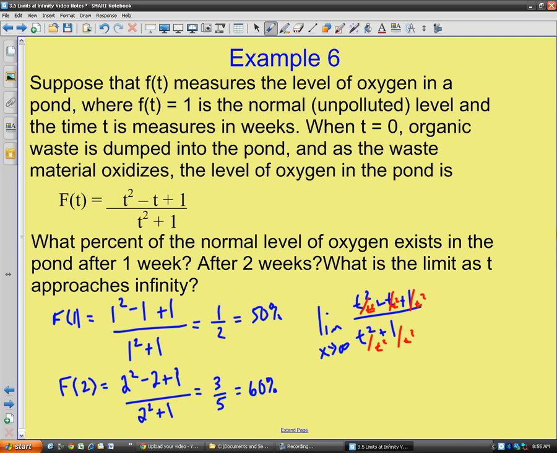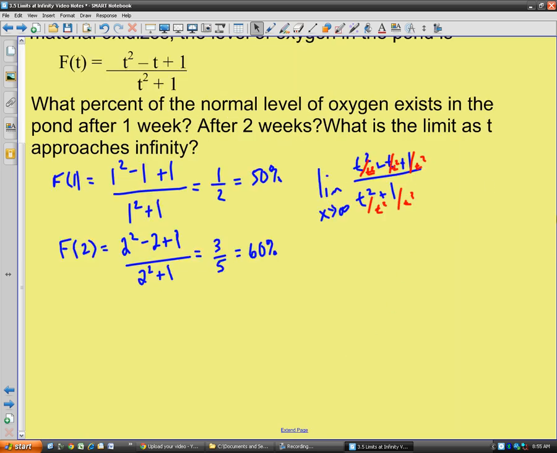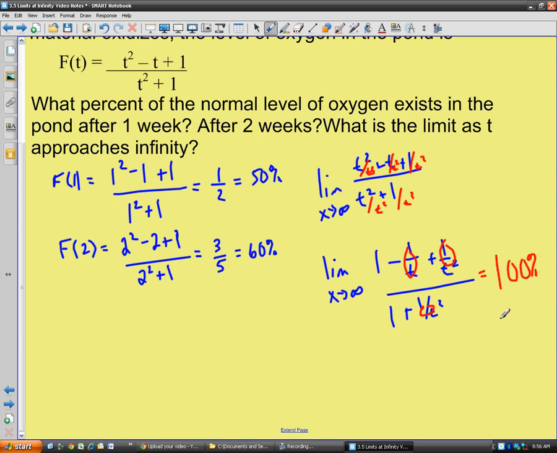But on top, if I do some simplification, my limit as t goes to infinity is going to be 1 minus 1 over t plus 1 over t squared. And on the bottom, I'd get 1 plus 1 over t squared. Now, if I actually take my limit, remember this guy is 0, this guy is 0, this guy is 0. So as this thing goes on forever, we're going to end up with 1, which means we're at 100%. So the pollution would go away. The oxygen level would be back if we had a long enough time.